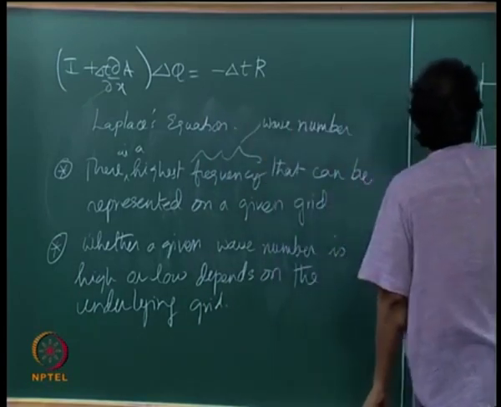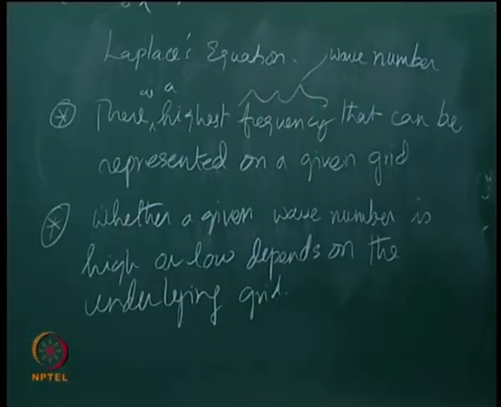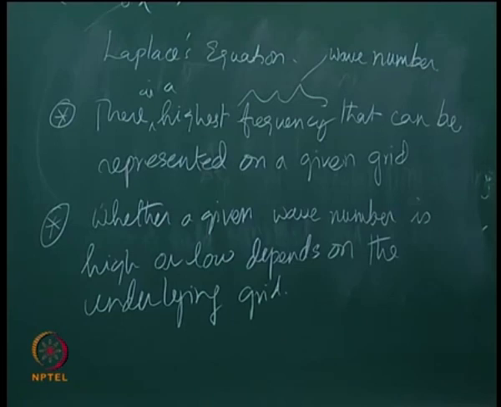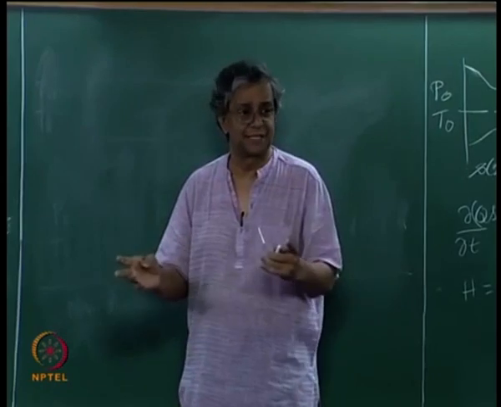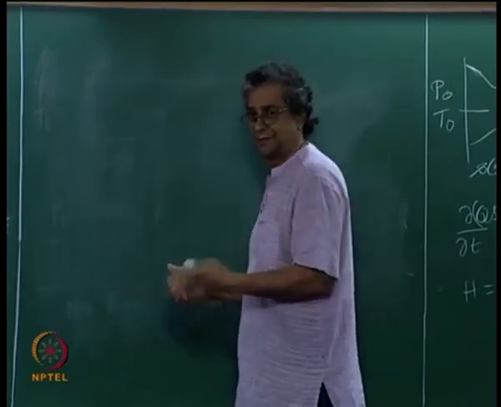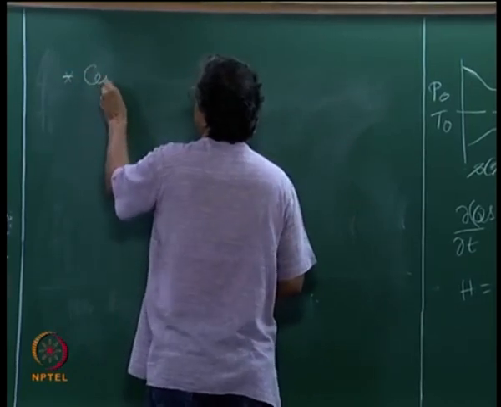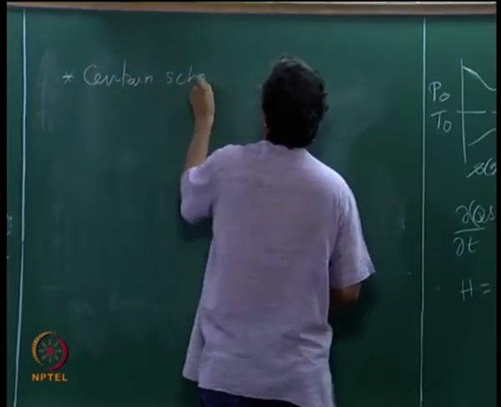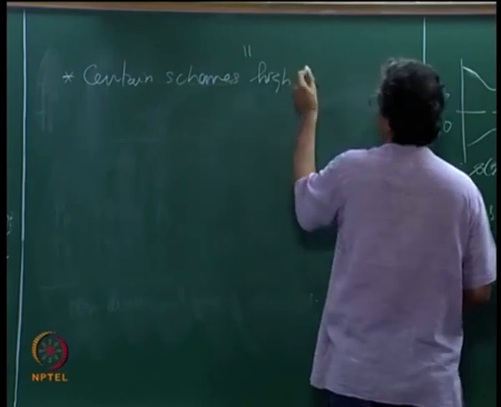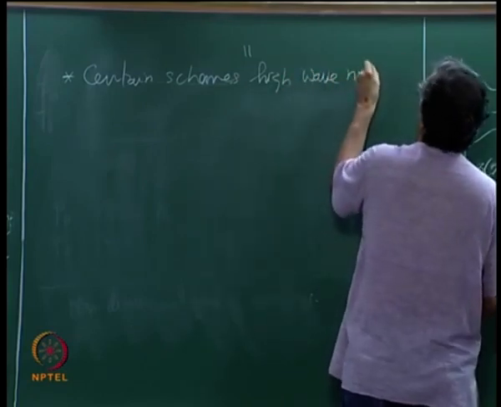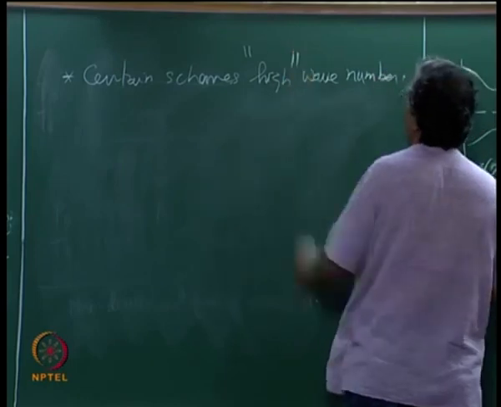What else do we know? Now that I have defined what is high and low, we go to a different demo that we did. We basically said that if the scheme is dissipative in some sense, it seems to show that high frequencies decay faster than low frequencies. So certain schemes damp high wave numbers, I am saying frequencies again, with quotes on high.